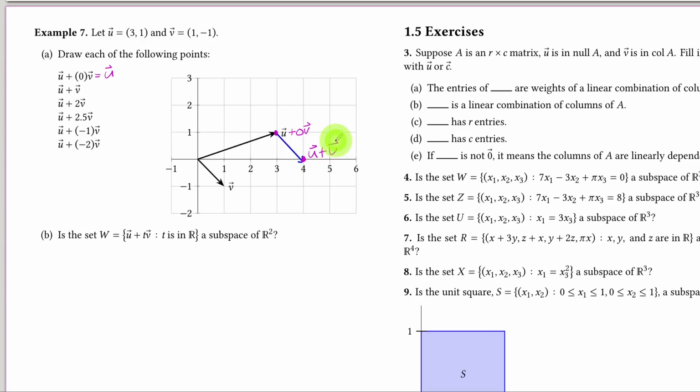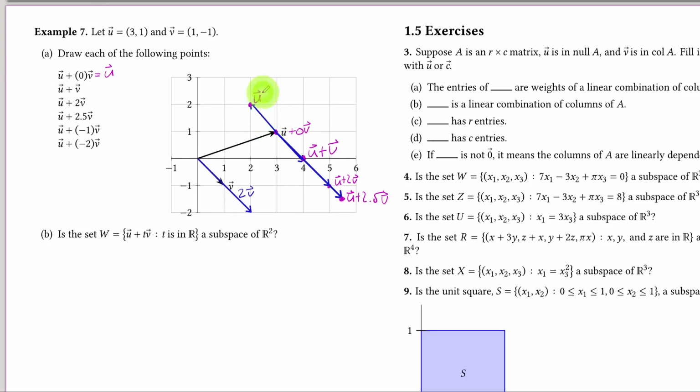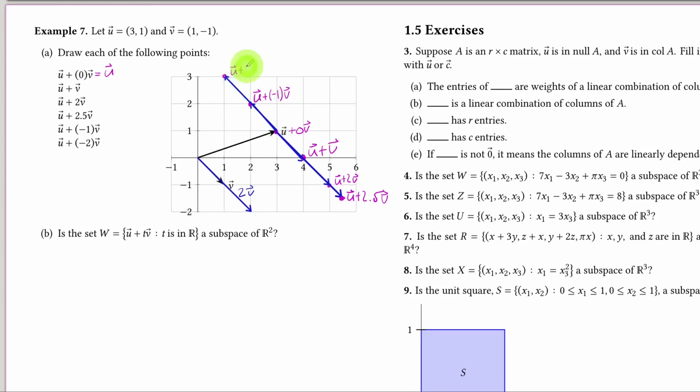If you do u plus 2v, 2v is the same thing as v, just twice as long. And so connecting tip to tail puts you right here. 2.5v is a little bit longer than that. Negative v is in the opposite direction. So you get to that point. u plus -2v, likewise, is here. All right, so that's a bunch of points.